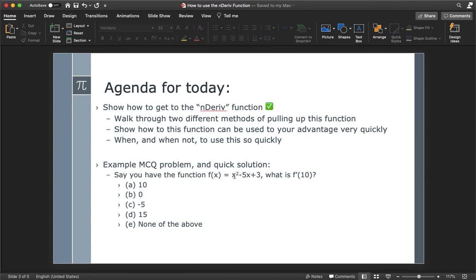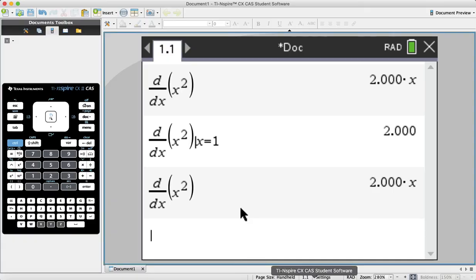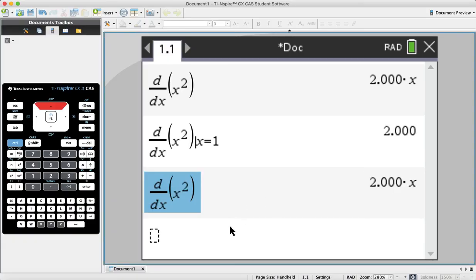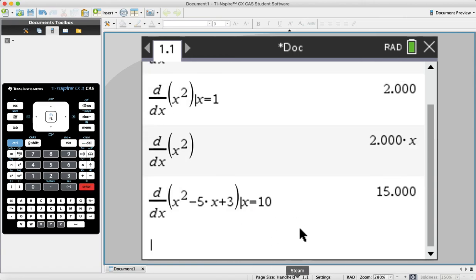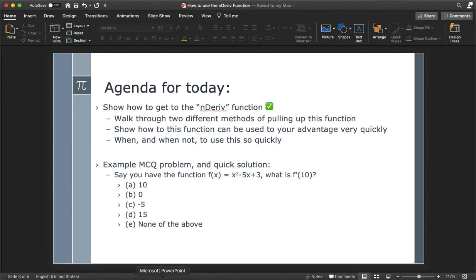So for this problem here, x squared minus 5x plus 3, let's find it at that point, x equal to 10. Minus 5x plus 3. And I got 15. And that is our answer D here. So I think that covers that. This is an example problem where you could use it.